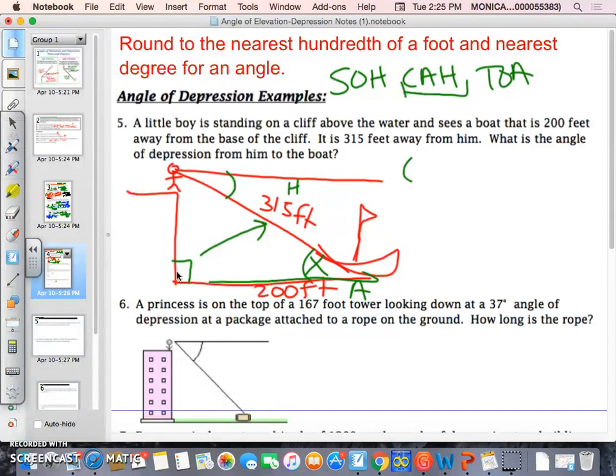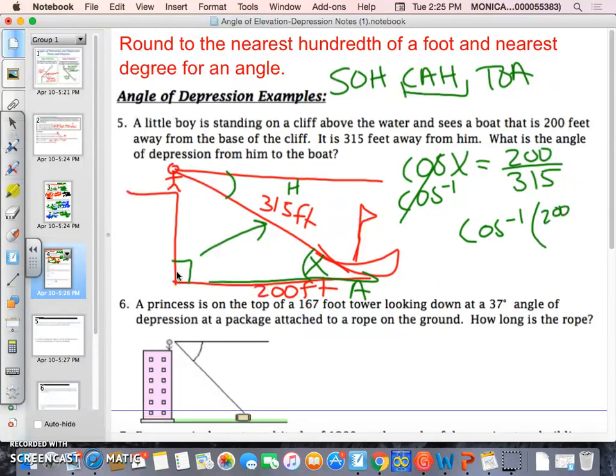So we're going to find the cosine of x is equal to adjacent, which is 200 feet, over the hypotenuse, which is 315. Because I'm looking for an angle, I'm going to have to hit second cosine to the -1 and multiply this side by cosine to the -1, parentheses 200 divided by 315, and I should end up with about 50.6 degrees, which is approximately 51 degrees.